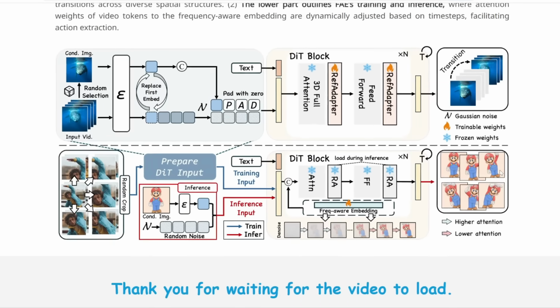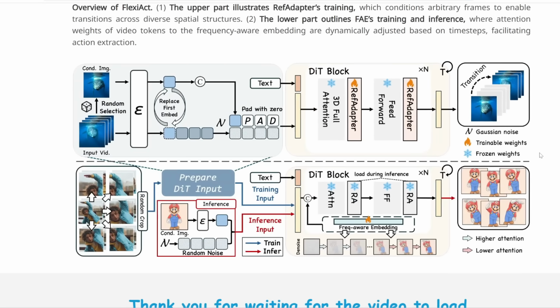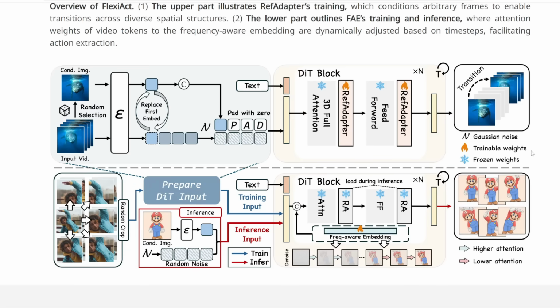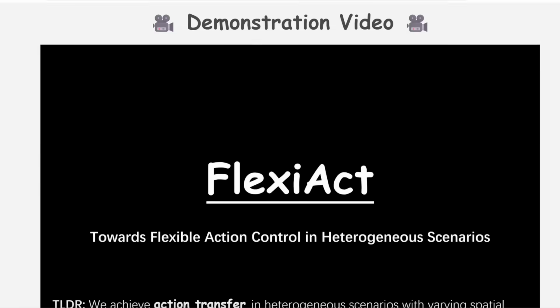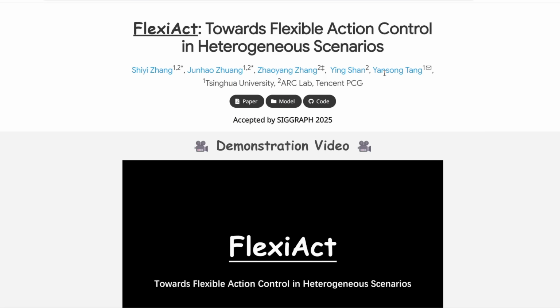And really quickly, if you want to get into the nitty-gritty technical details of this, FlexiAct has two main components which are responsible for the magic. The first one is this ref adapter component, which helps adapt the spatial structure of the reference video to the target image. And then we also have this frequency-aware embedding component, or FAE for short, which extracts the actions from the reference video and applies them to the target image. And this method also preserves consistency and flexibility, even though the target image might have a different body composition or camera angle.